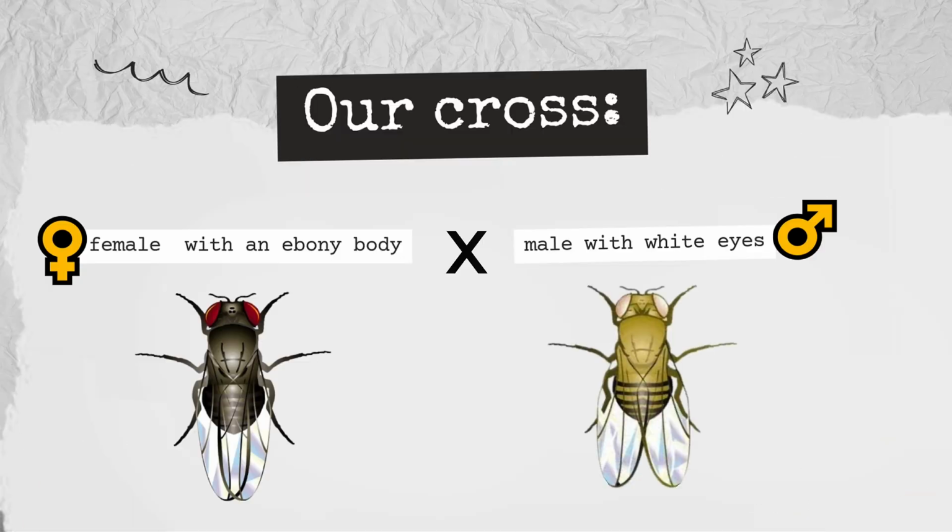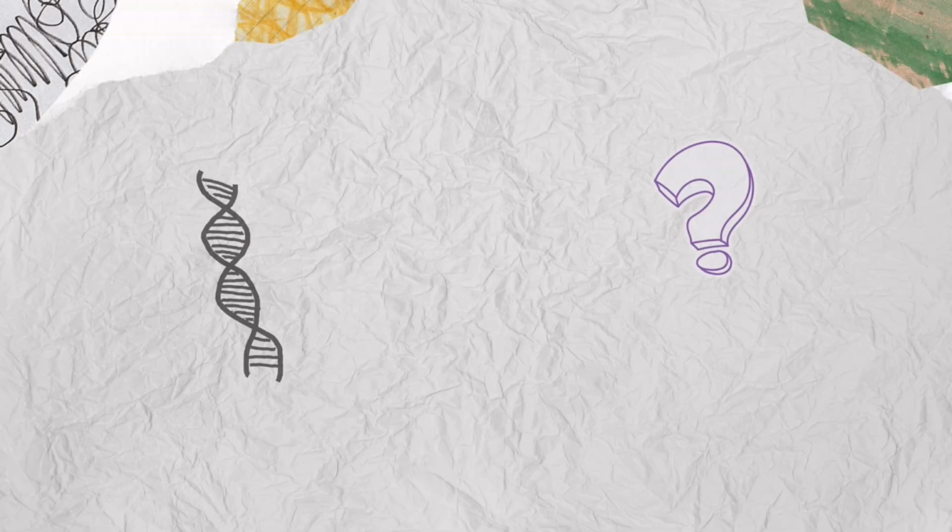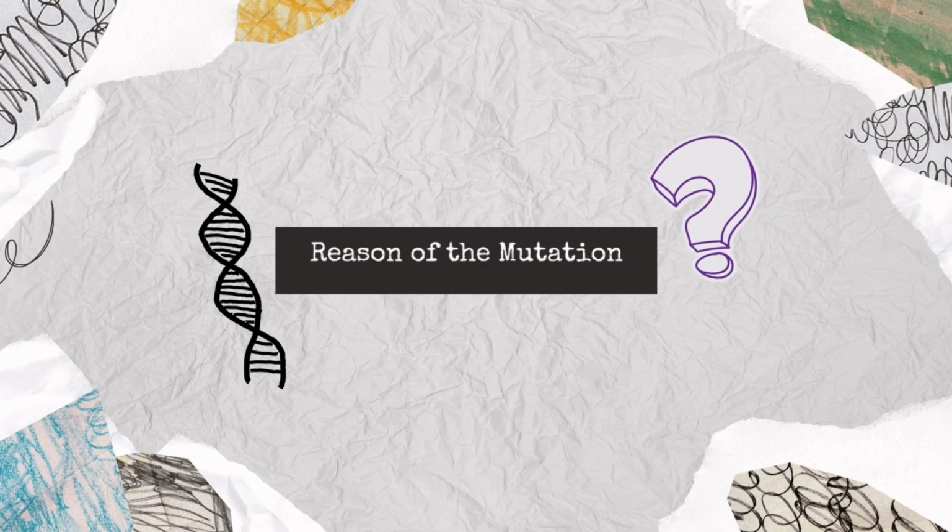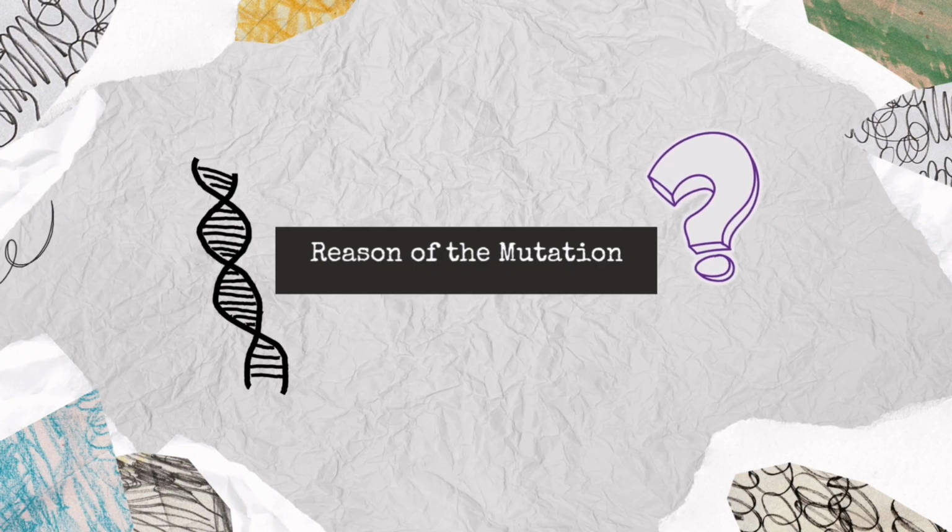In our experiment, we're crossing a female Drosophila with an ebony body and a male with white eyes, both carrying recessive traits. Reason of the mutations. The white-eye and ebony-body mutations in Drosophila melanogaster result from alterations in specific genes, critical for pigmentation processes. So how does that happen?